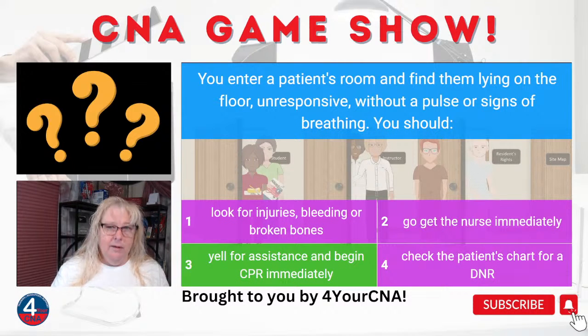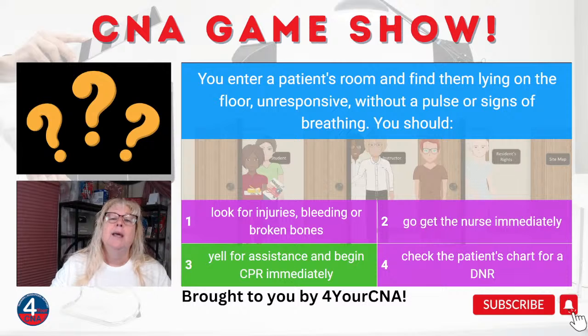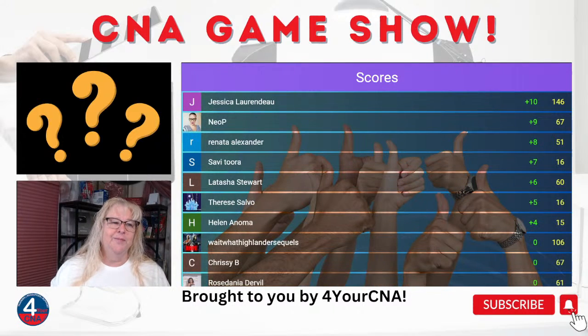We're going to yell for help and start CPR. Looking for broken bones, this guy doesn't have a pulse or respirations. Broken bones are the least of our concerns. And we aren't checking the chart for a DNR. If your patient has a DNR in place, that DNR only applies to the condition that is expected to end in death. So this is an emergency situation. If the patient had a DNR, you would know that they have a DNR during report.